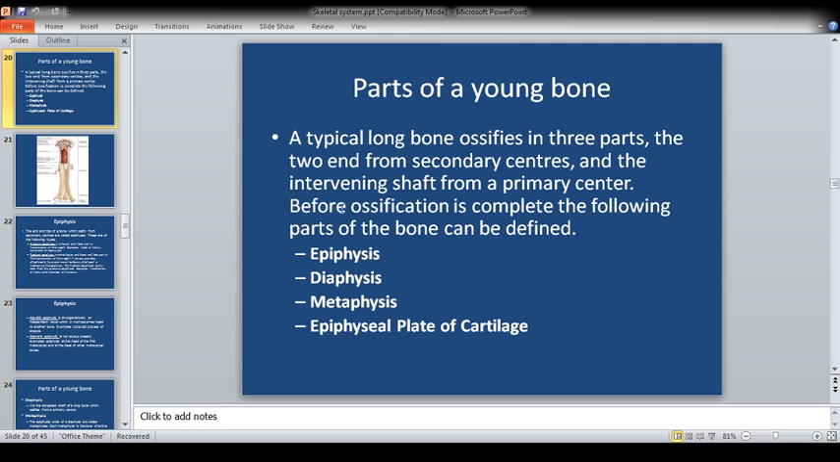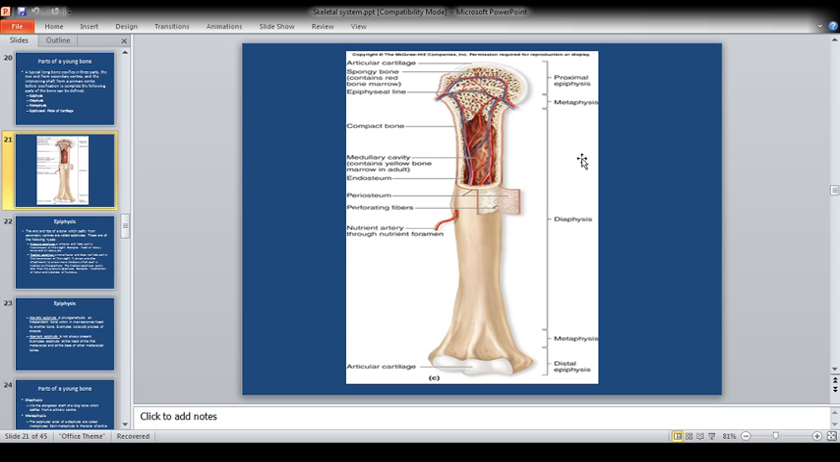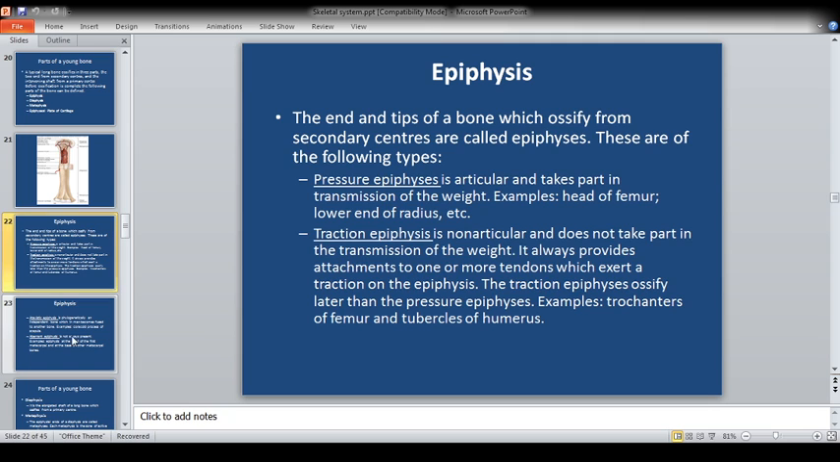So if we look at a young bone, a typical young bone will ossify in three parts: the two ends from the secondary centers and the intervening shaft from the primary center. Before ossification is completed, the following parts of the bone can be defined: epiphysis, diaphysis, metaphysis, and epiphyseal plate of cartilage. So this is the proximal epiphysis, the distal epiphysis, the diaphysis, and in between those is the metaphysis, where in children the growth plate, the epiphyseal growth plate, is present.